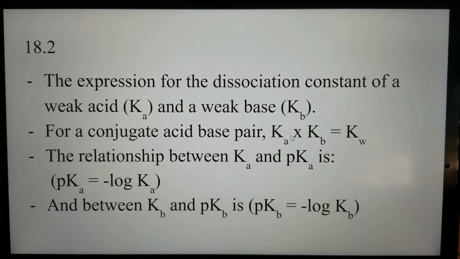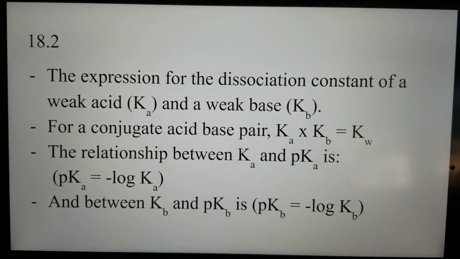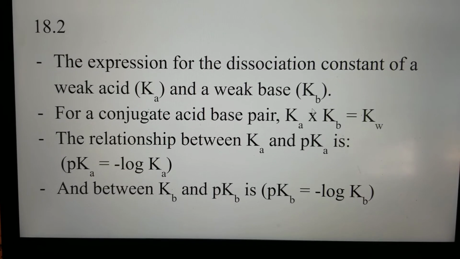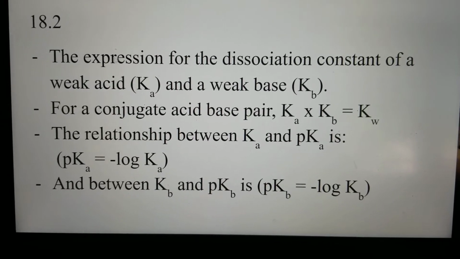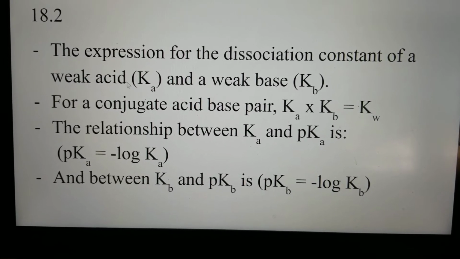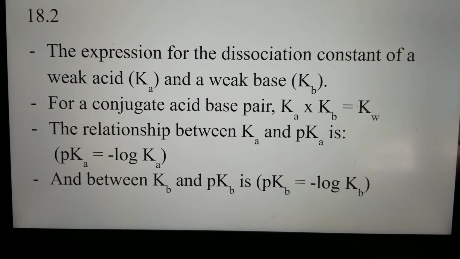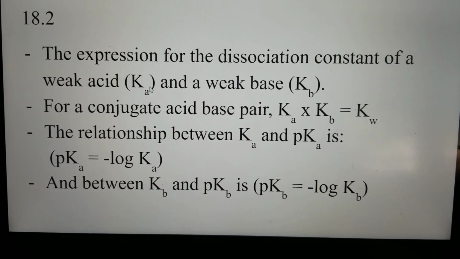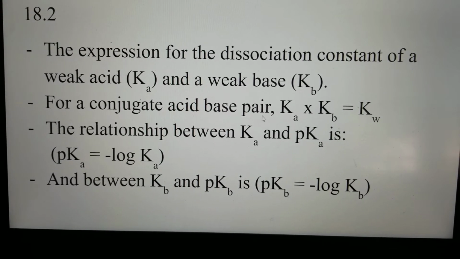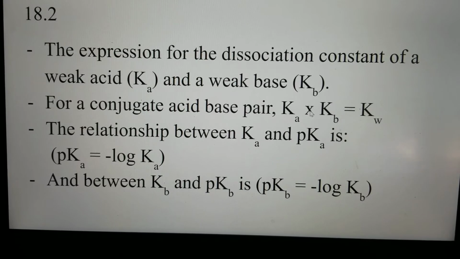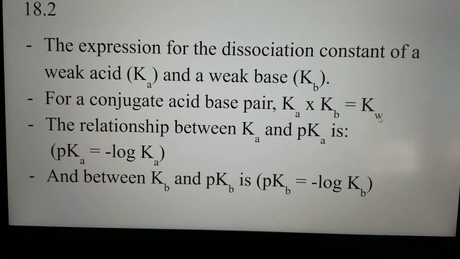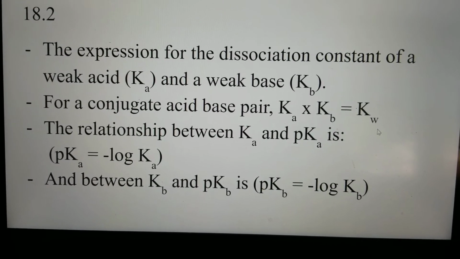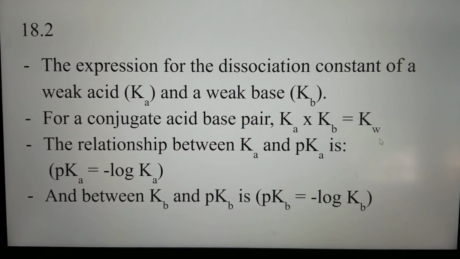In 8.2, it talks about doing some Ka and Kb calculations, the expression for the dissociation constant of a weak acid. So we're talking about weak acids and bases when we're talking about Ka and Kb. For a conjugate acid-base pair, Ka times Kb equals Kw. So again, remember we talked about that back in the SL section.